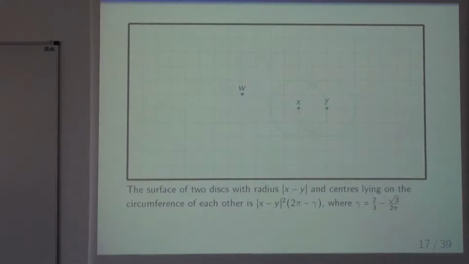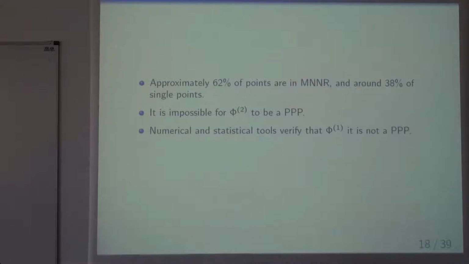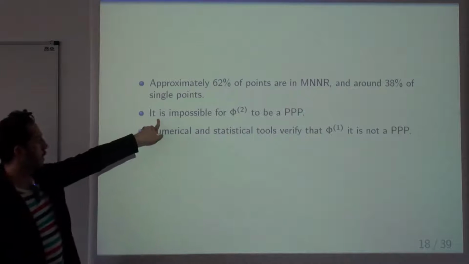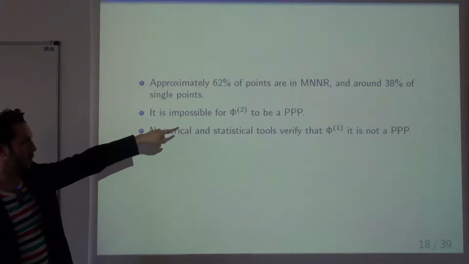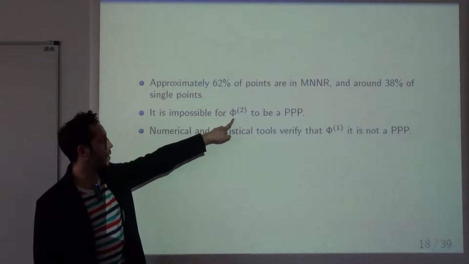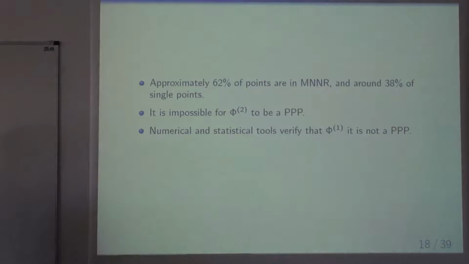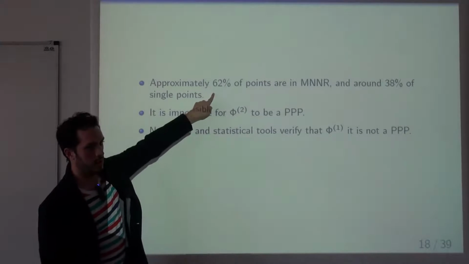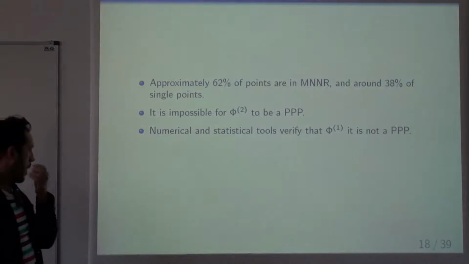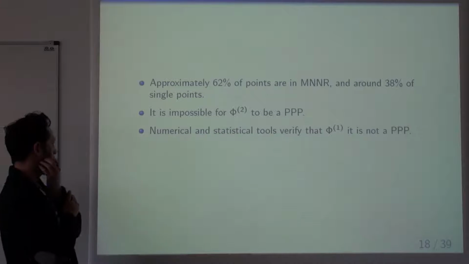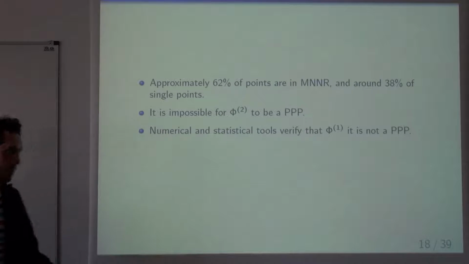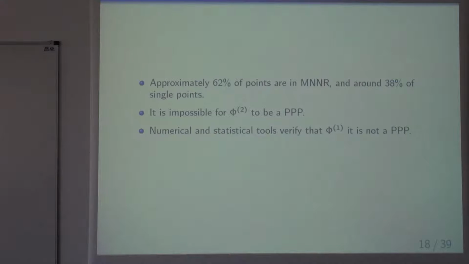A little bit intuitive. So, first conclusions: approximately 62% of points are in mutually nearest neighbor relation, and around 38% are singles, in the Poisson case, obviously. It's impossible for phi2 to be a Poisson process because, by definition, all its points are in mutually nearest neighbor relation, so it's not. However, for phi1, we had to use numerical and statistical tools to verify that it's not a Poisson process.